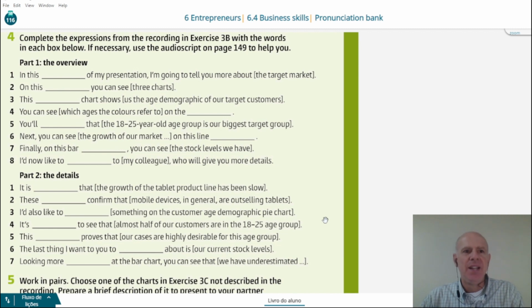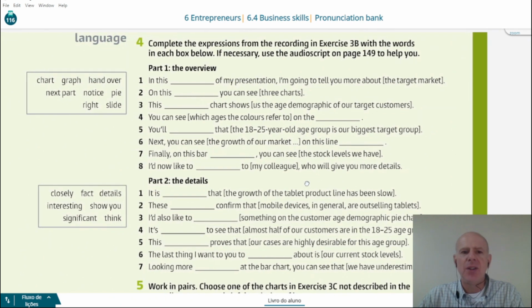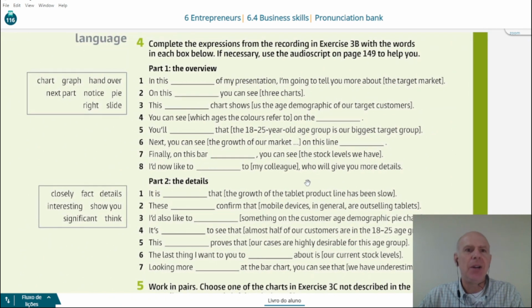All right, so part 1 and part 2, and the idea is to complete the sentences. Which pronunciation, which accent did you prefer? Was it as easy to understand him speaking as to understand her speaking? What do you think? You tell me in the comments if you don't mind.